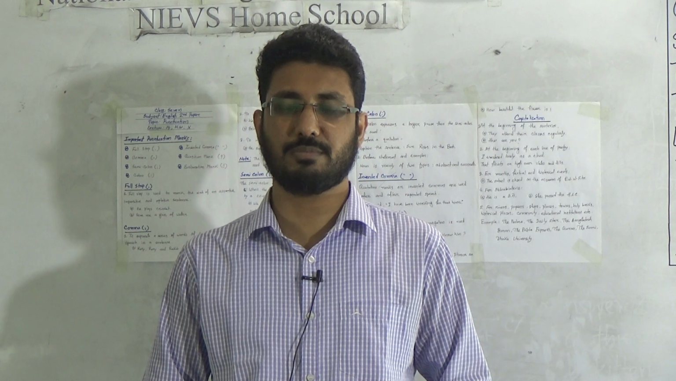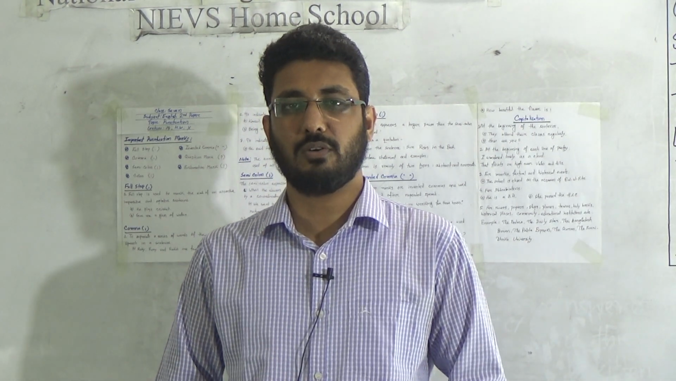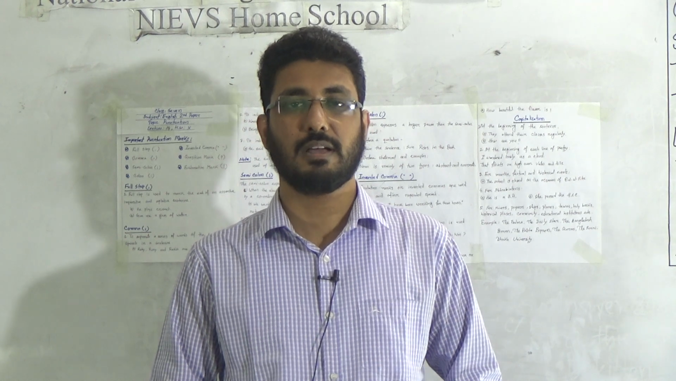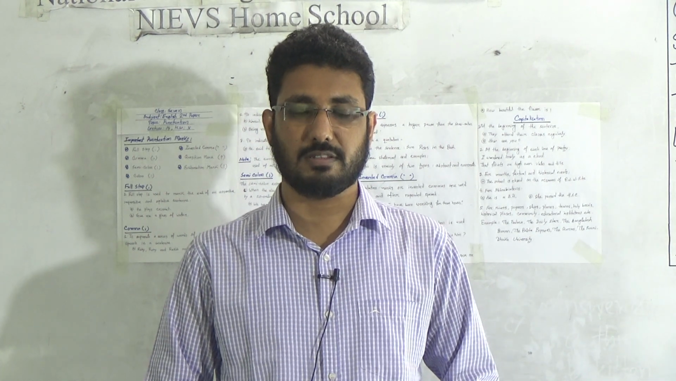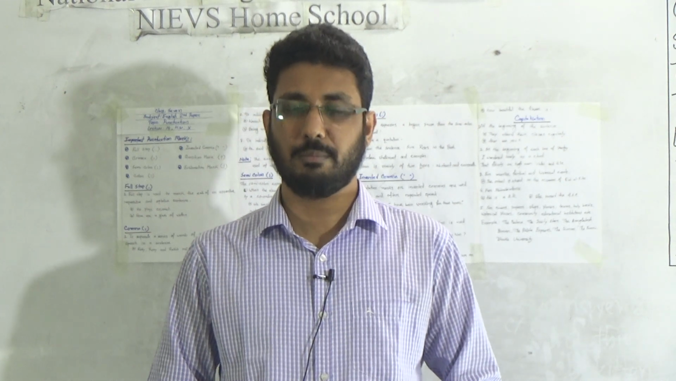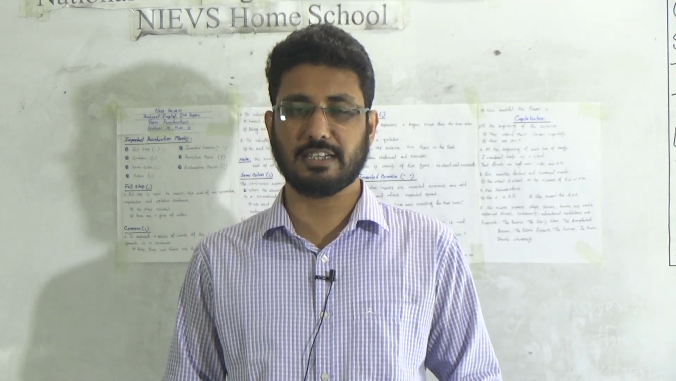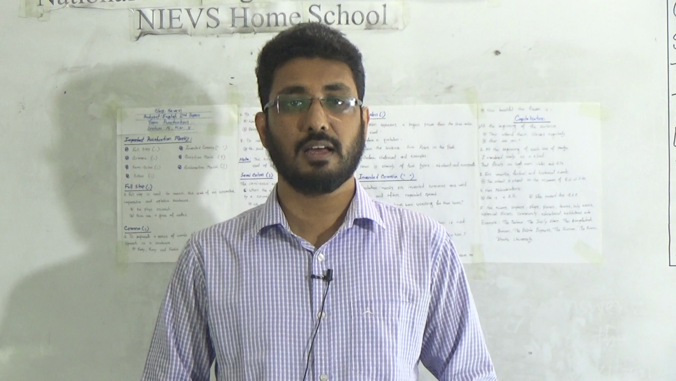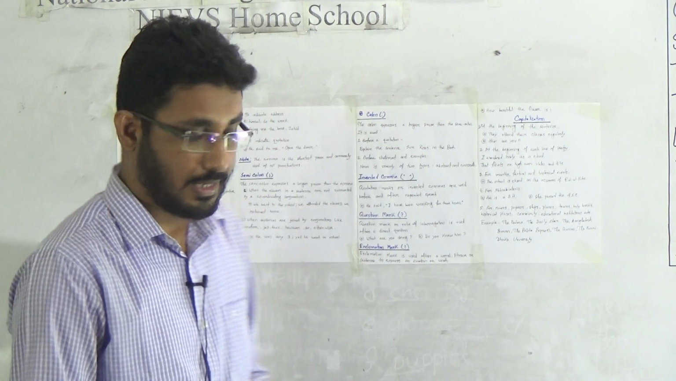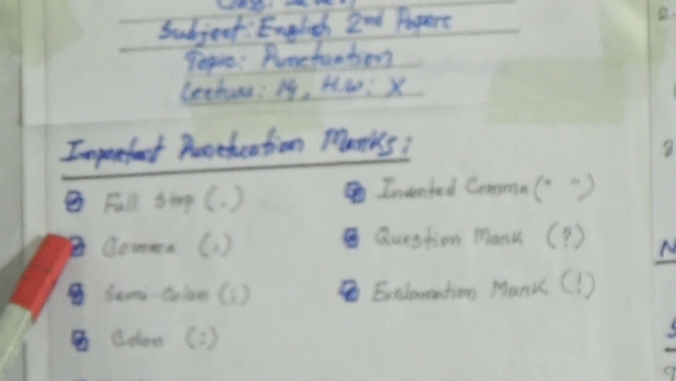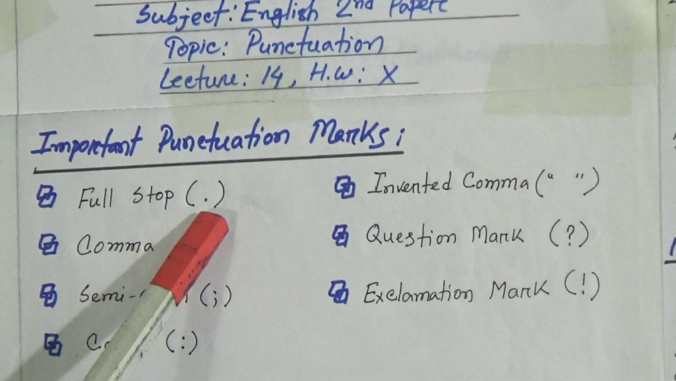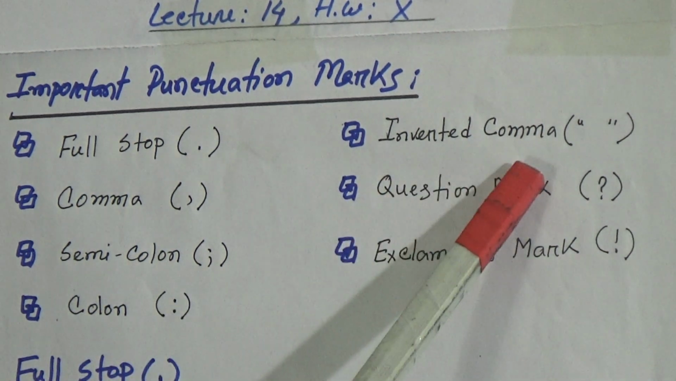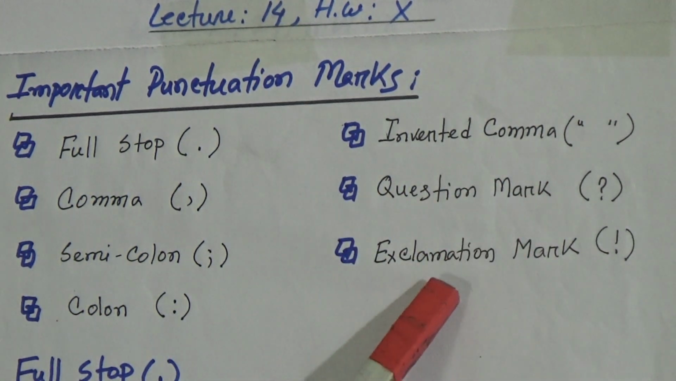While writing any composition or paragraph or anything in English, we use different signs and symbols to pause and take a breath. These signs and symbols are called punctuations. And at the end of the sentence we also stop, and for that we also use some marks and symbols. At the very beginning of our lecture, we will learn some important punctuation marks: full stop, comma, semicolon, colon, inverted comma, question mark and exclamation mark.